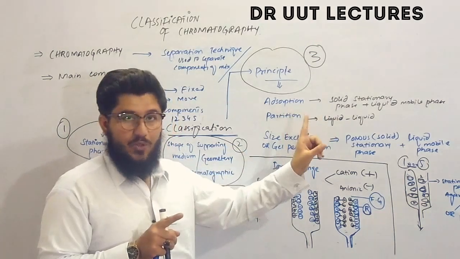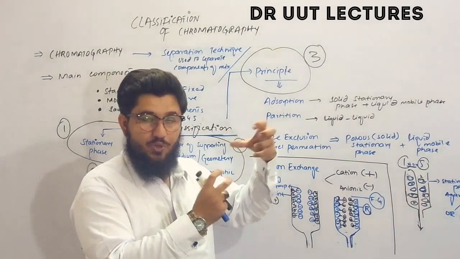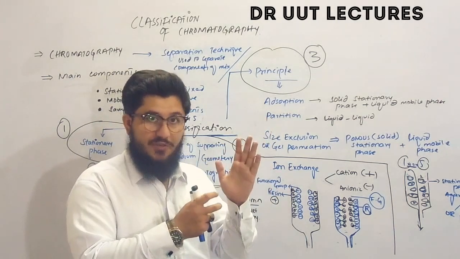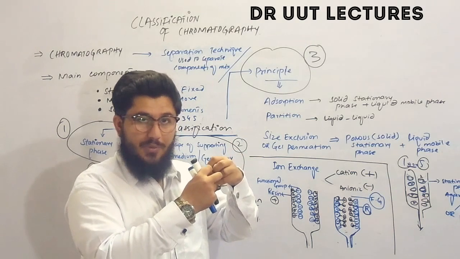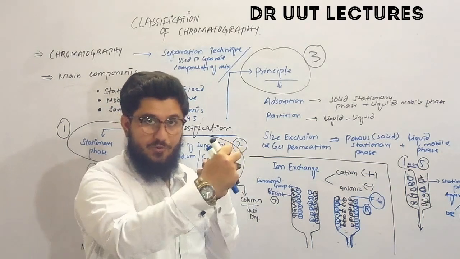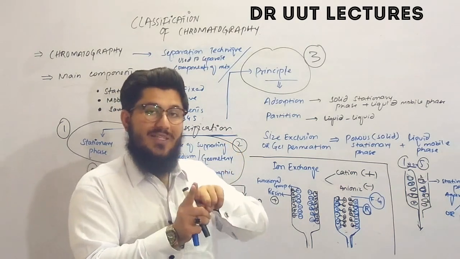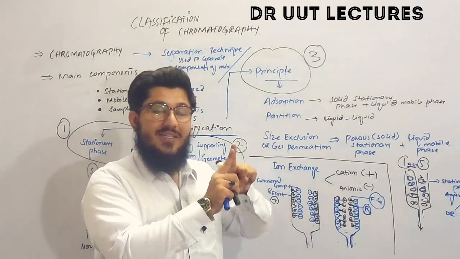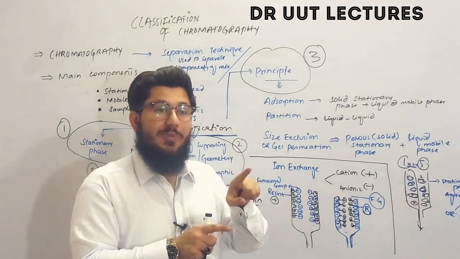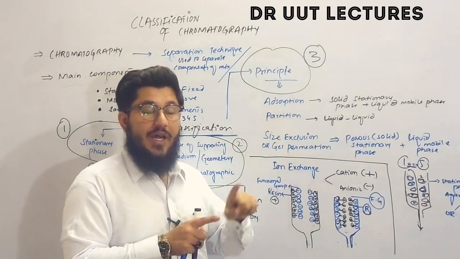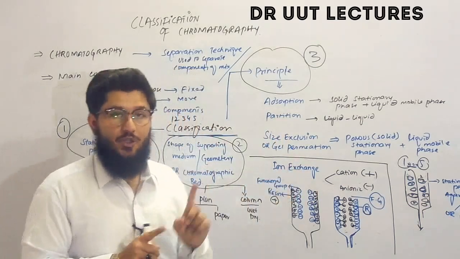Now both the phases are liquid, okay? So a sample will be partitioned between those two phases. This is the way your stationary phase and mobile phase take the sample into parts, making parts of your sample. Whenever we place our sample into liquid phases and it is separated, that type of principle is called partition, and the type of chromatography is known as partition chromatography.